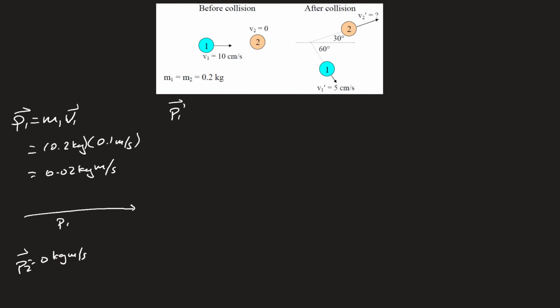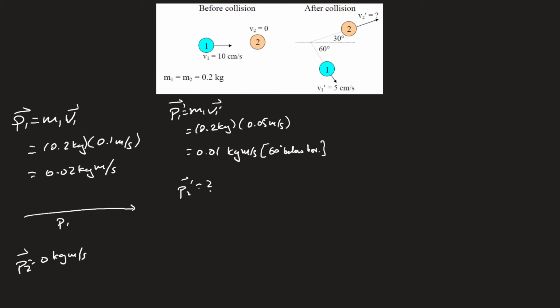P1 prime is equal to M1 times V1 prime. Putting that all together leaves us with the same mass, 0.2 kilograms, times the velocity, 0.05 meters per second. Of course, the direction is going to be the same as the direction of our velocity vector. So 0.01 kilogram meters per second. We're just going to say 60 degrees below horizontal. And of course, we don't know P2 prime, and that's what we're solving for.